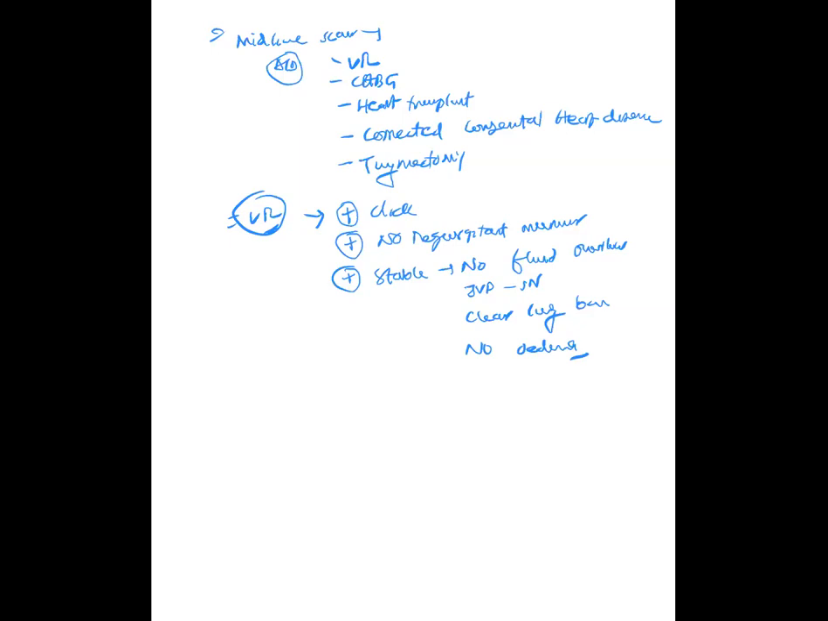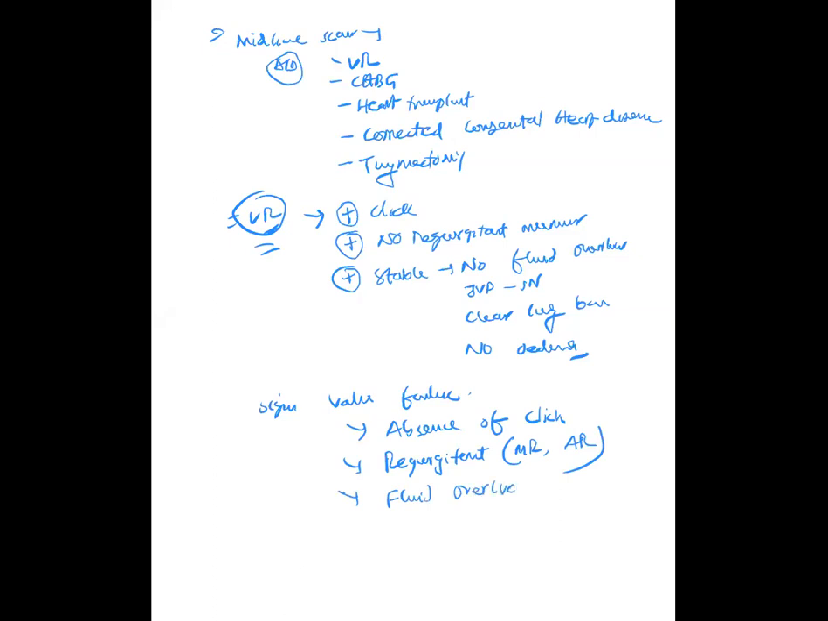And then the examiner will ask, what are the signs of valve failure? Just the opposite. Absence of click: any patient with a replaced valve and absence of click indicates valve failure. Then a regurgitant murmur, that means mitral regurgitation in mitral valve replacement, aortic regurgitation in aortic valve replacement. Then features of fluid overload: raised JVP, basal crepitations, and peripheral edema. All those things indicate valve failure.